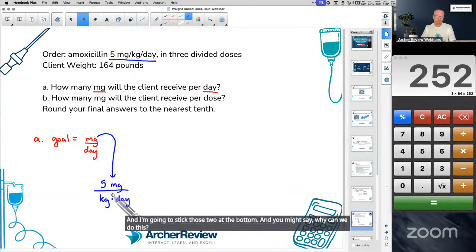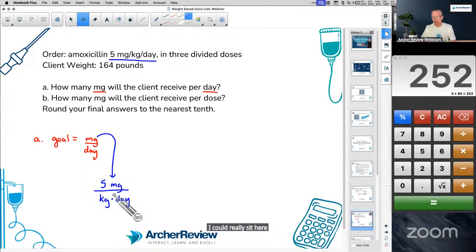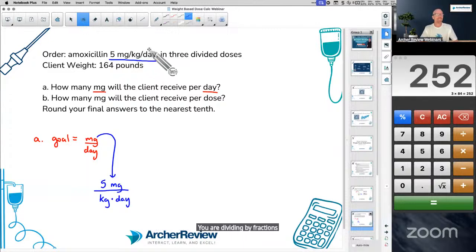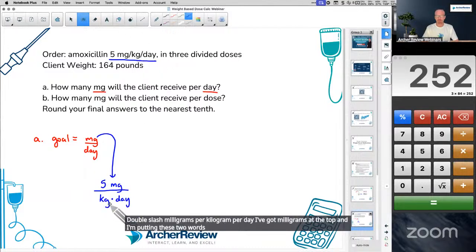I could really sit here and explain why we do it. I'm just going to say, technically speaking, you are dividing by fractions and there's this thing called keep, change, flip. You've probably heard of multiplying by the reciprocal. Don't stress about it. Double slash milligrams per kilogram per day. I've got milligrams at the top and I'm putting these two words at the bottom.